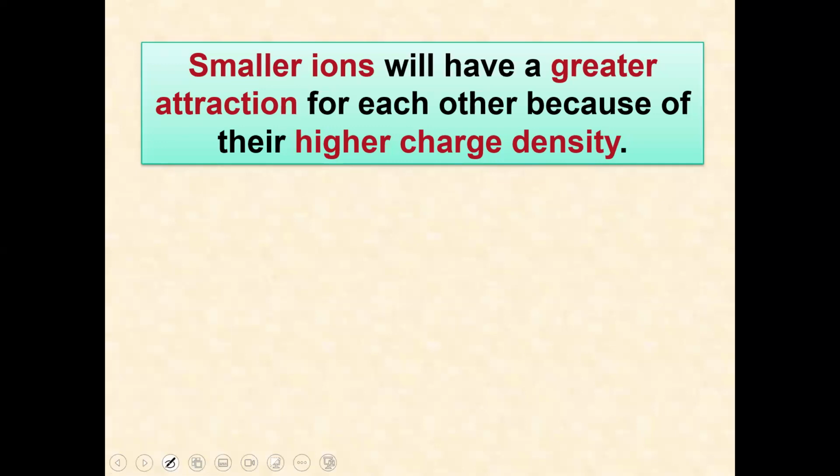So now what is the idea to remember? Smaller ions will have a greater attraction because of high charge density. Smaller ions form stronger attraction, and in the final output they will form stronger lattice. Smaller ions form stronger lattice. Copy this also.